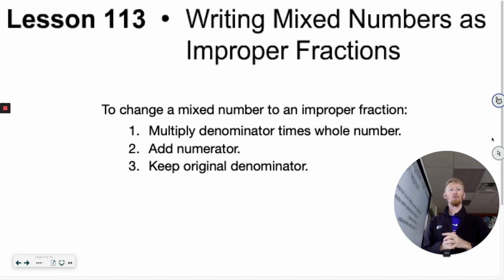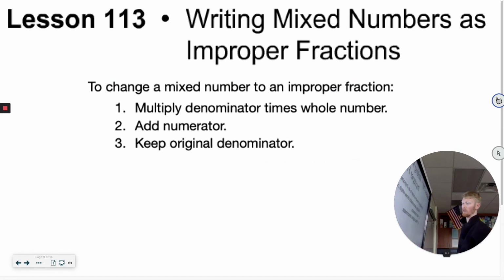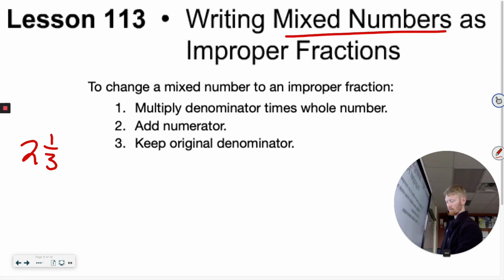All right, fifth grade, we're writing mixed numbers as improper fractions here. So here are your steps. First, it would be helpful to know: what is a mixed number? What is an improper fraction? A mixed number is where you have a whole number and a fraction, like 2 and 1/3. That would be a mixed number. An improper fraction is something where the numerator is larger than the denominator, so something like 9/5. That's an improper fraction because the numerator is larger than the denominator.